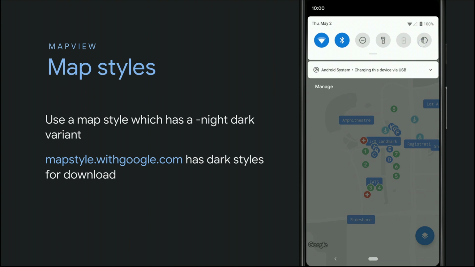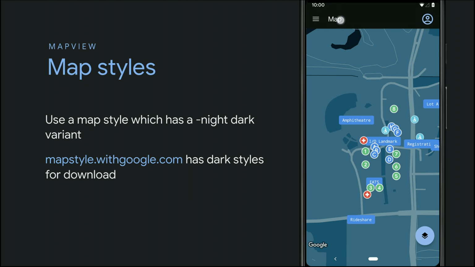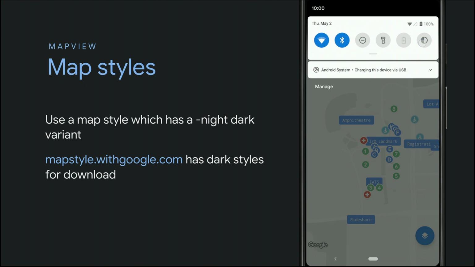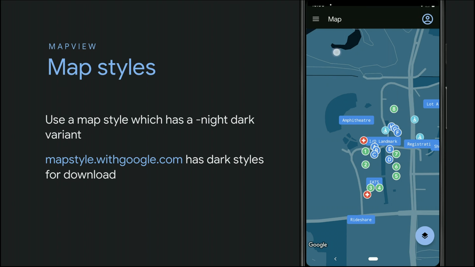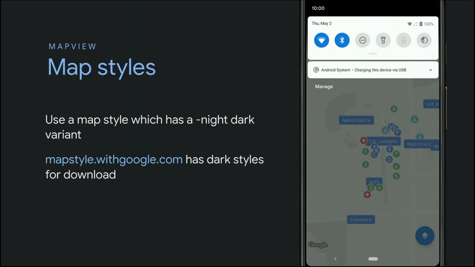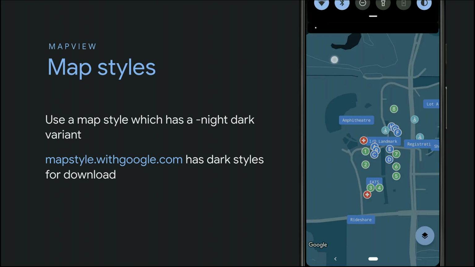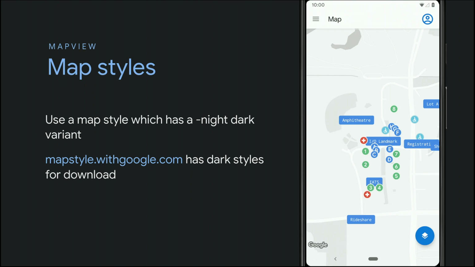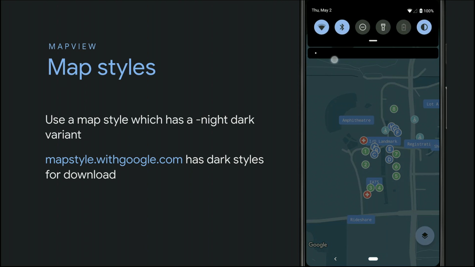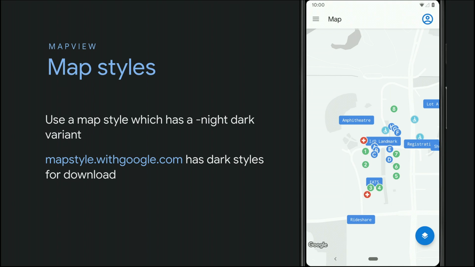Now, MapView itself doesn't support dark theme out of the box, but we can easily make it do so by using its custom map styling functionality. Now, custom map styling allows you to specify the colors and text and stuff of a map via a JSON file. You can see a link to a website where you can actually download some map styles that we provide for you. I think there's 9 styles on there. Some are light, some are dark, but you can also customize it to your needs.